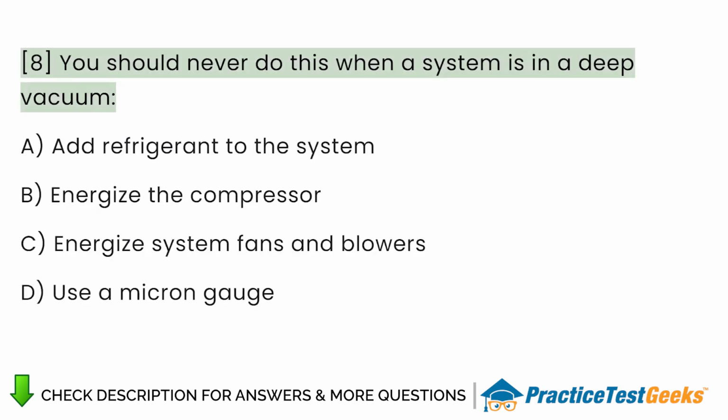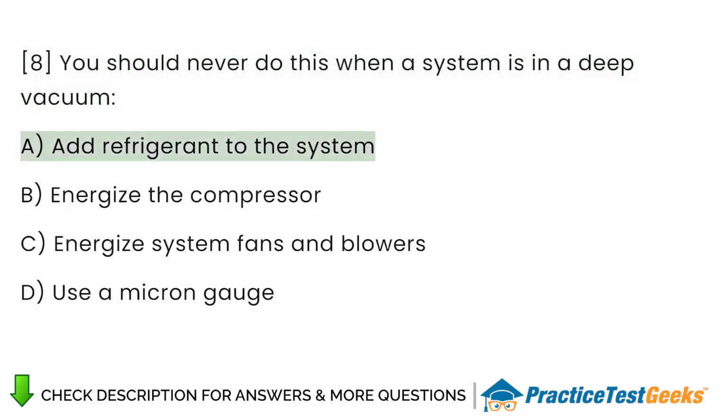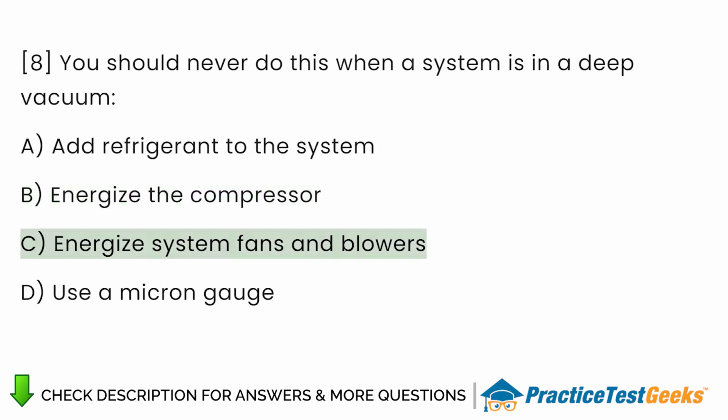You should never do this when a system is in a deep vacuum. A. Add refrigerant to the system. B. Energize the compressor. C. Energize system fans and blowers. D. Use a micron gauge.